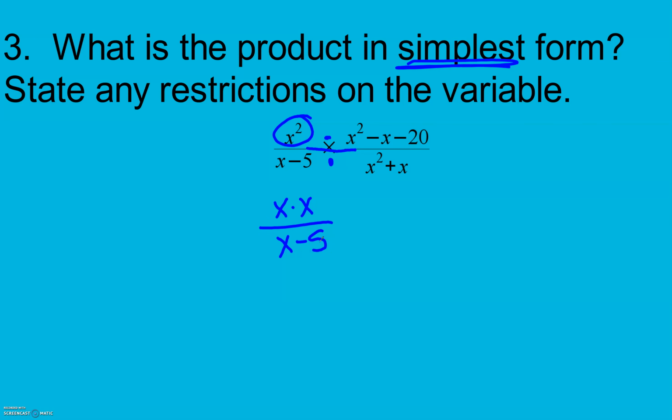X minus 5 is already in simplest form. We only have one x there. X squared, we have a quadratic trinomial here, which means we can try and factor it. Multiply to 20, subtract to 1, which are going to be 5 and 4. Since we subtracted or found the difference, our signs are going to be different. Bigger number gets a sign in the middle, so minus 5 plus 4.